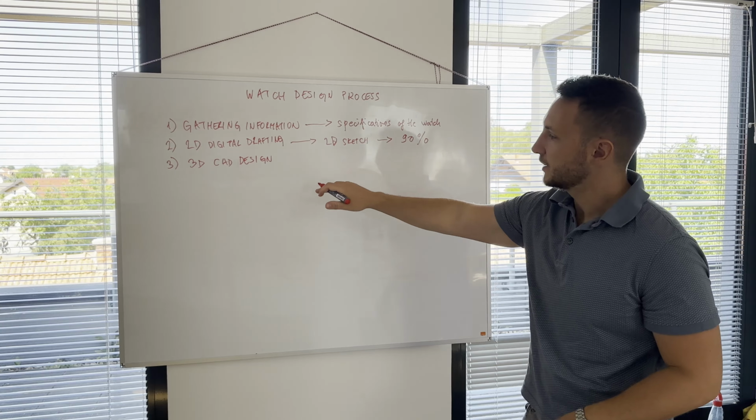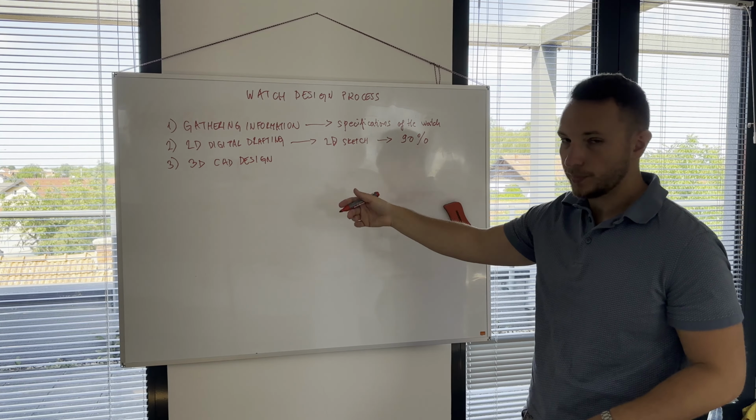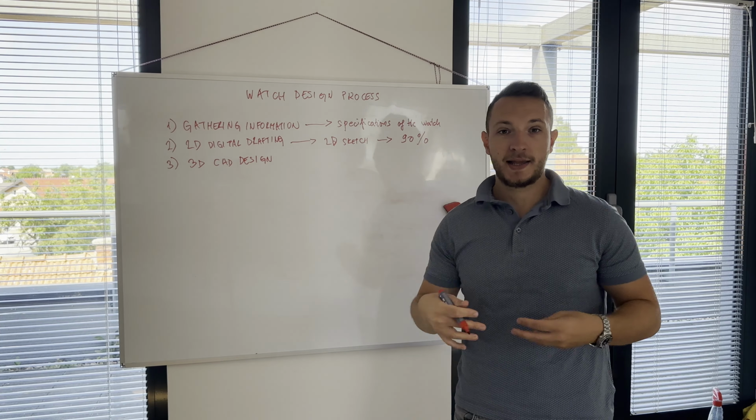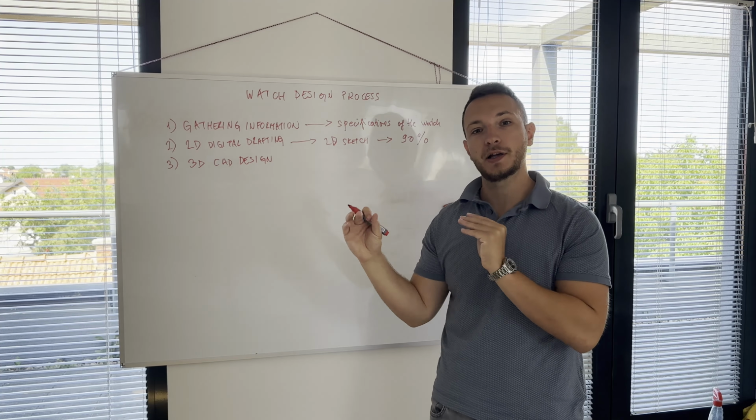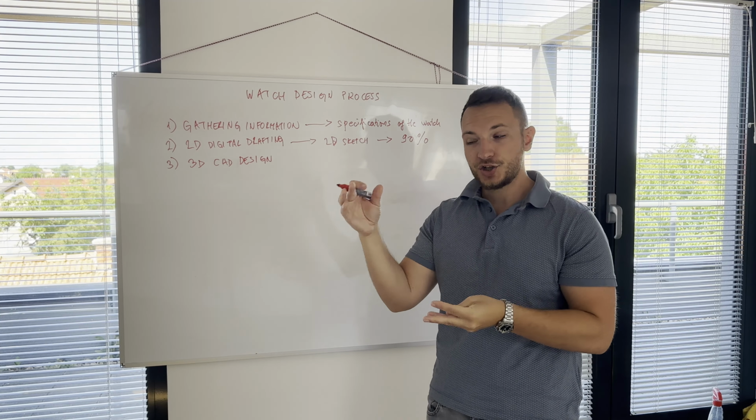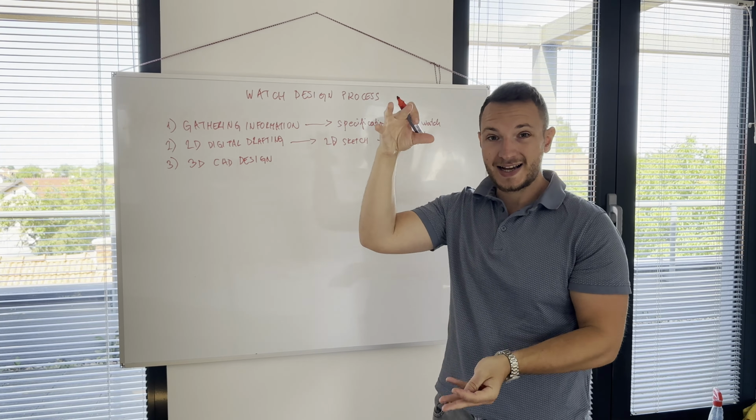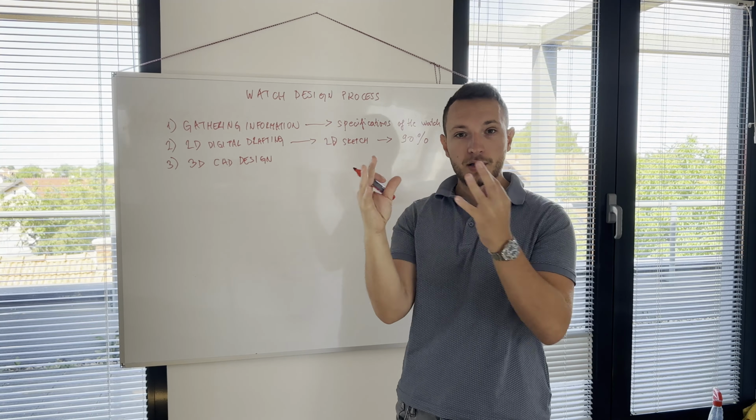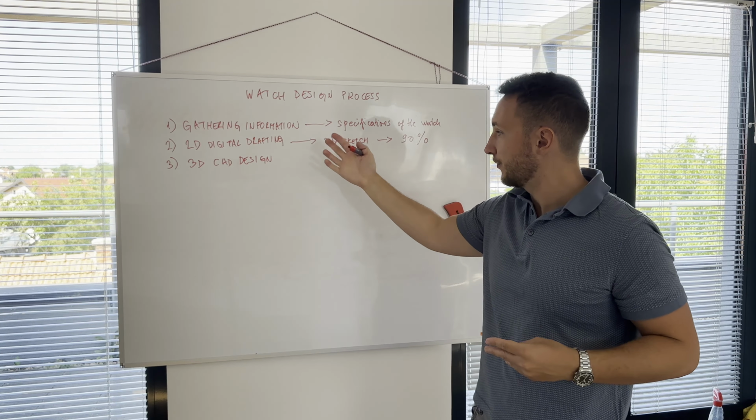So here is where we create all the actual components and create an assembly file. When we have all the components of the watch, we digitally assemble the watch in the 3D software. Basically, we put all the components together until we have a full assembly.